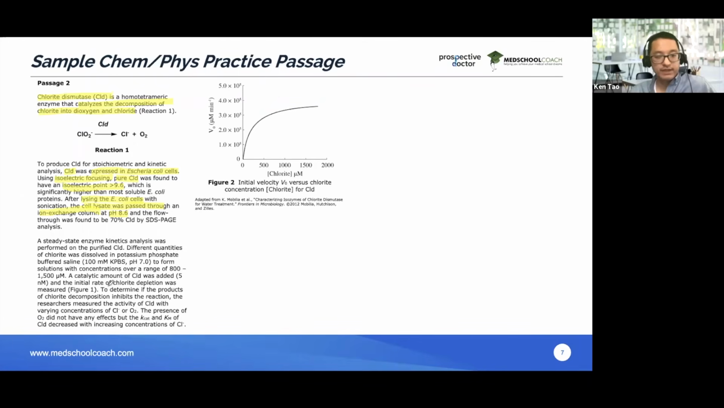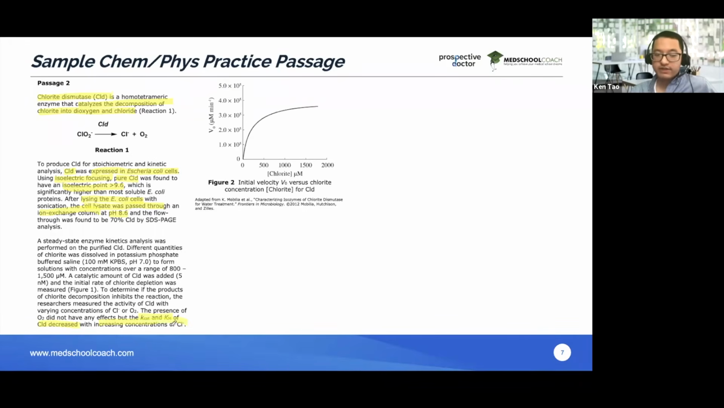That's it. And then to determine if the products of chloride decomposition inhibit the reaction, the researchers measured the activity of chloride dismutase with varying concentrations of chloride or oxygen. The presence of oxygen did not have any effects, but Kcat and Km of chloride dismutase were decreased with increasing concentrations of chloride. So this I'm definitely going to highlight. Kcat and Km are decreased with chloride.